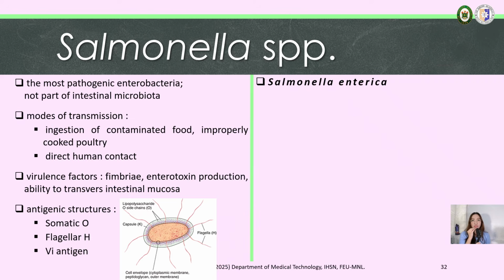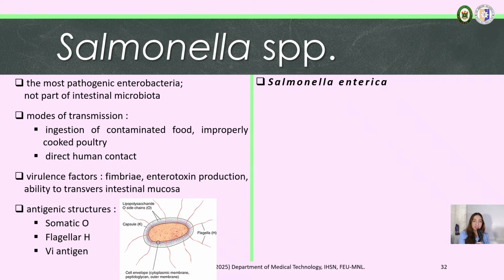Right? So factors responsible for the virulence of Salmonella would include the fimbriae used in adherence and initiating intestinal infection. Another virulence factor is enterotoxin production. Okay? So, enterotoxin produced by some Salmonella strains could cause gastroenteritis and has been implicated as a significant virulence factor. Lastly, Salmonella species also have the capability to move across intestinal mucosa.